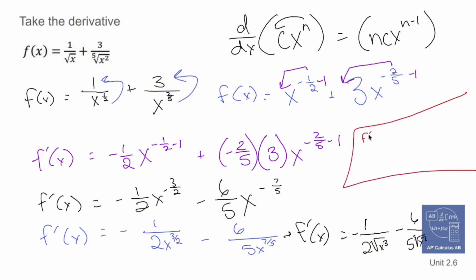F prime of x equals negative 1 over 2 square root of x cubed minus 6 over 5 fifth root of x to the 7th, I believe it was. So definitely not the prettiest problem in the world, but we did it.